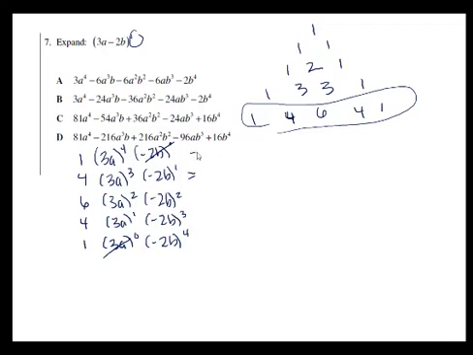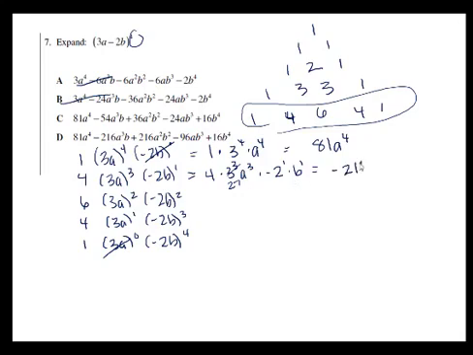So that's like 1 times 3 to the 4th times a to the 4th, which will give us 81 a to the 4th. And then you can see that we're going to eliminate those. And then it's 4, 3 to the 3rd, a to the 3rd, negative 2 to the 1st, and b to the 1st. So 3 to the 3rd is 27. 27 times 4, so 27 times 2 is 54, that's 108, times negative 2, it's going to be negative 216.